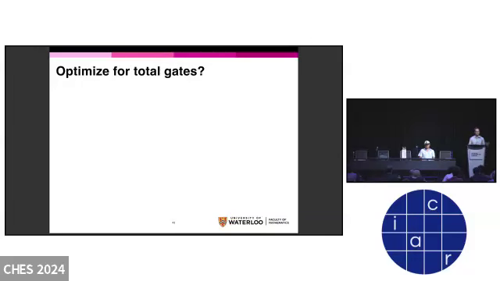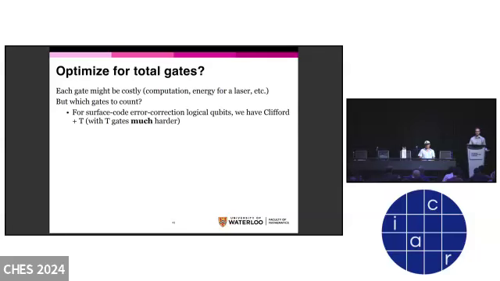So once we have this idea, how are we designing these circuits? Should we optimize for total gates? And this makes sense because they might be costly. It might take some computation to figure out when and how to do it. It might be the energy for a laser. But which ones do we count? If we design with Clifford plus T gates, this makes sense for a surface code, right? I said the Cliffords are natural in a surface code.